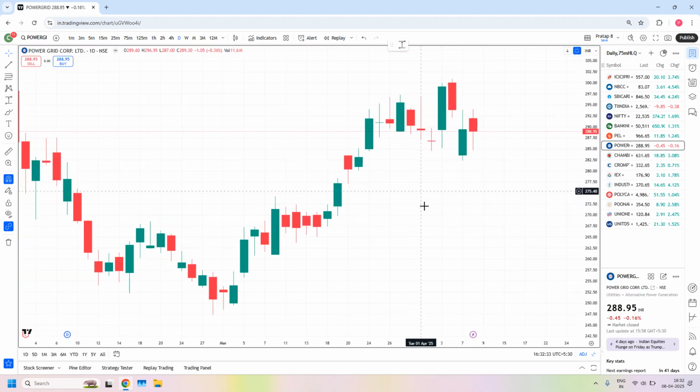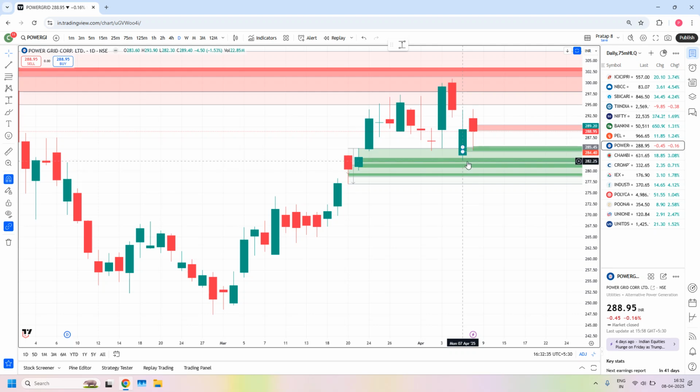Power grid also we discussed, just 10 paisa we missed the trade. Actually, this stock is near the daily supply zone, but it is also having a high liquidity demand zone. Either side we can plan the trades. This is the one advantage. When both demand and supply zones are high liquidity zones at daily or 75 minutes time frame, you get the trade opportunities on either side.